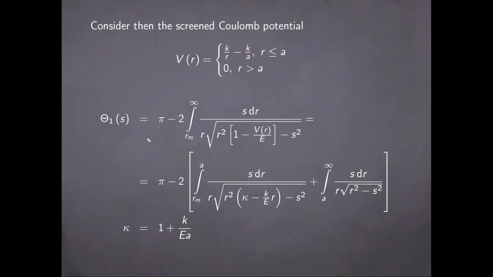Then in the first case, we write down the expression of the scattering angle as a function of the impact parameter, given by the radial integral here. And we simply break the integral down into two parts, one going from periapsis to the atomic radius, and one from the atomic radius to infinity.